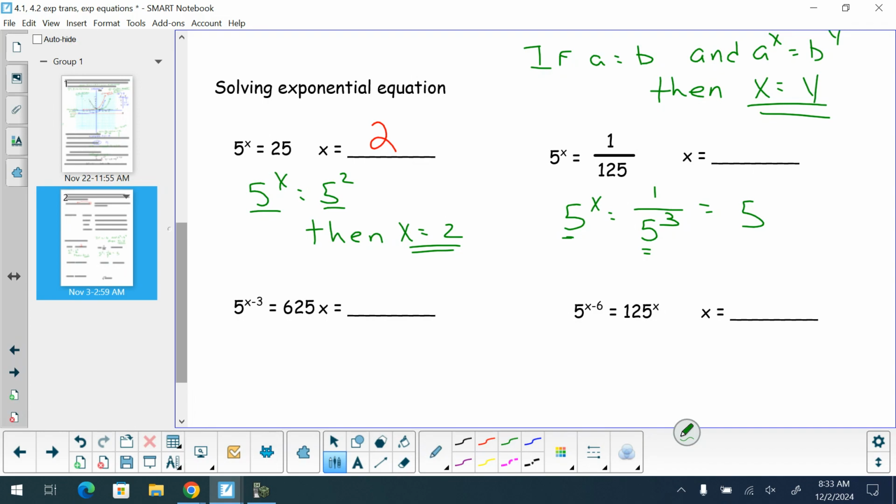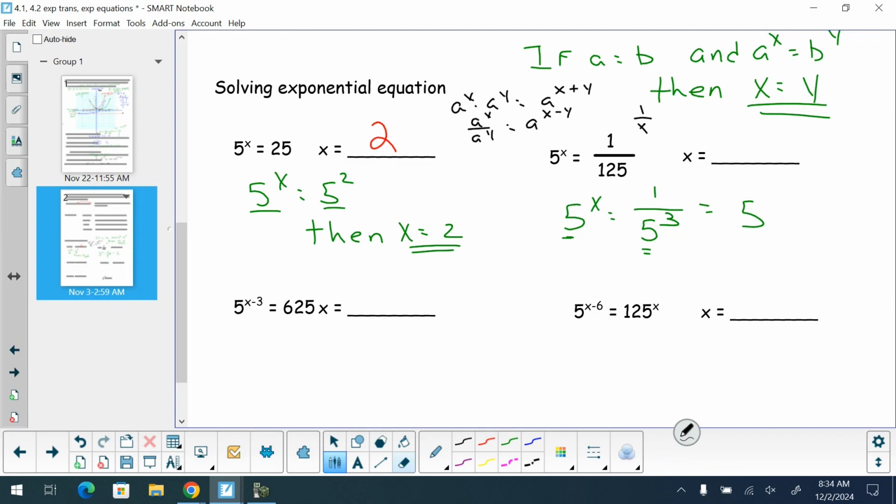Well, if we review some of our ideas, if we have a like base, we can add our exponents. If we have division here, we can subtract our exponents.